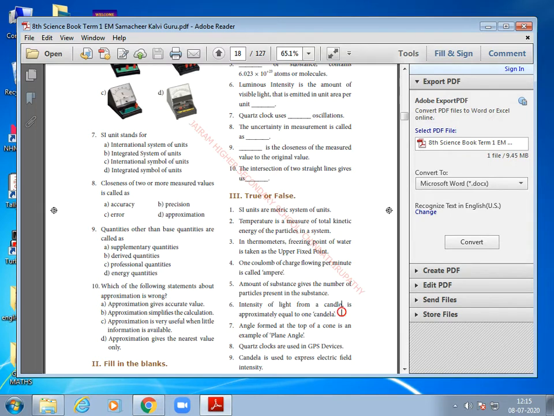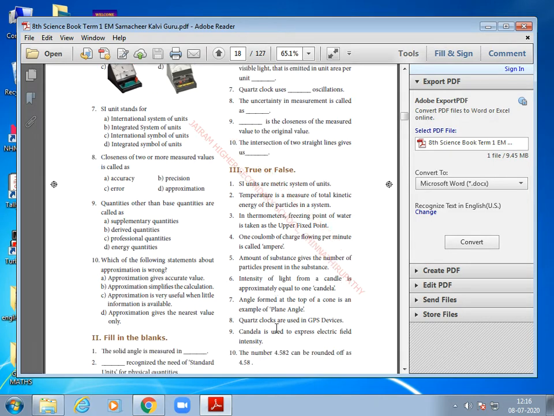Okay, next sixth one, the intensity of light from a candle is approximately equal to 1 candela. This is a correct statement. Sixth one answer is true. Okay, next seventh one, the angle formed at the top of the cone is an example of plane angle. Answer is true. Okay, seventh question answer is true.